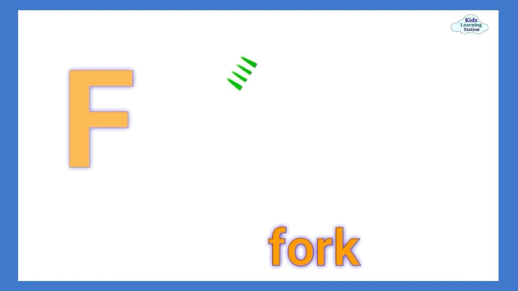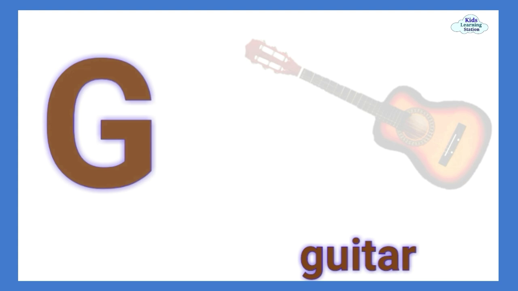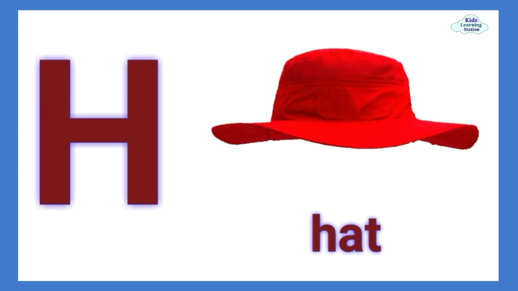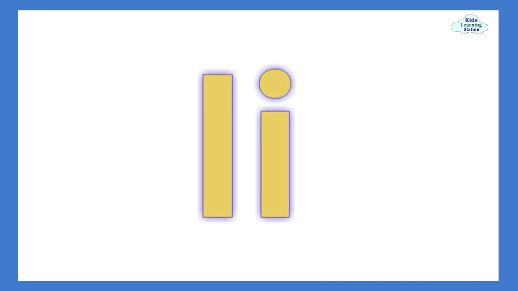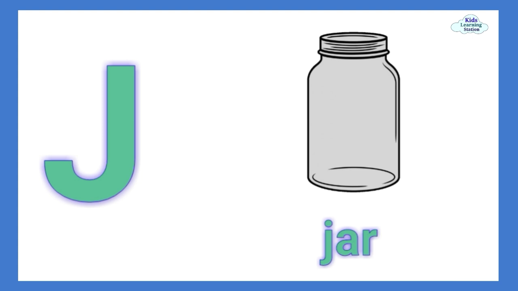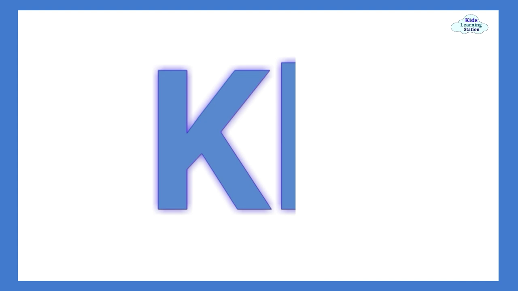G. G is for guitar. G is for gloves. H. H is for hat. H is for hammer. I. I is for ice. I is for iron. J. J is for jar. J is for jacket. K. K is for kite. K is for key.